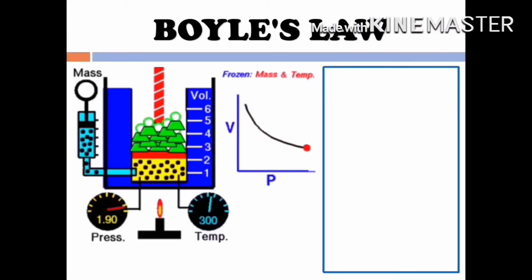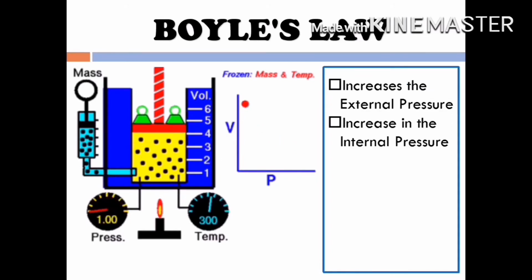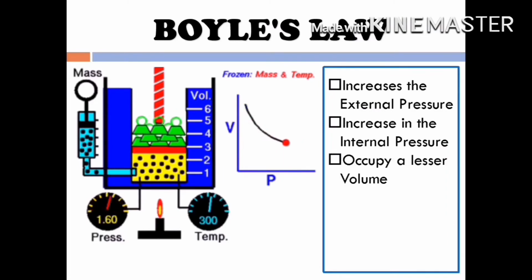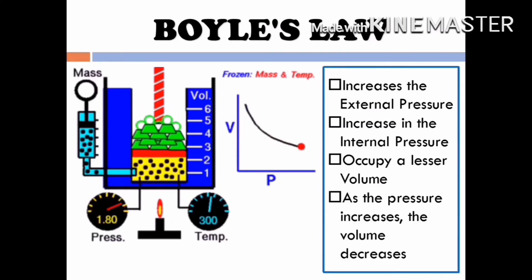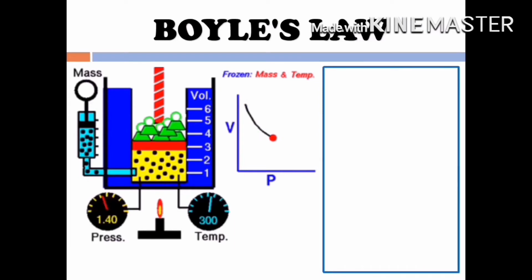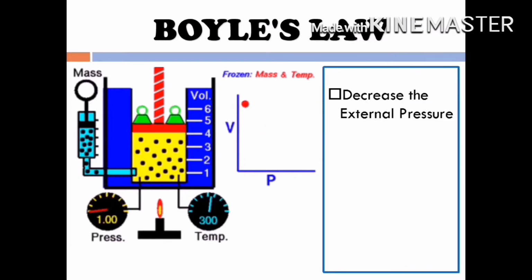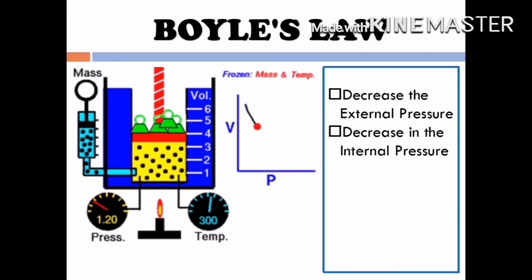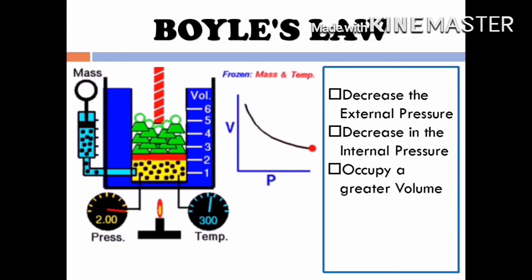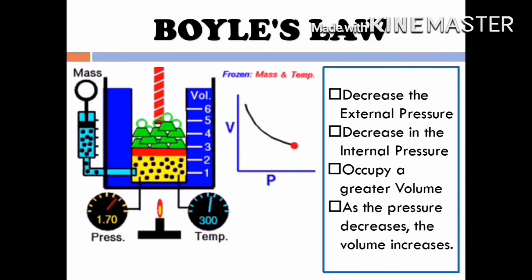Let us explain Boyle's law using this diagram. Adding more loads on top of the container increases the external and internal pressure. Since pressure increases, this means that the gas molecules occupy a lesser volume. Remember, as the pressure increases, the volume decreases. Conversely, when we lessen the loads on top of the container, there will be a decrease in external and internal pressure. Since pressure decreases, this means that the gas molecules occupy a greater volume. Remember, as the pressure decreases, the volume increases.